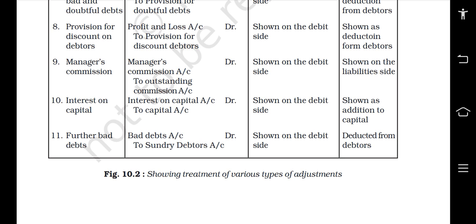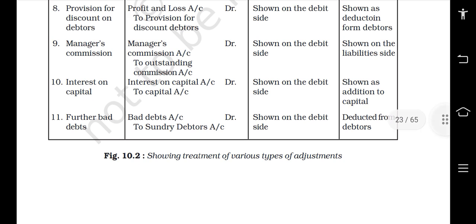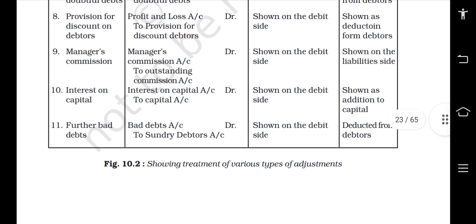That is, it is shown on the debit side of the P&L account and the liability side on the balance sheet. Interest on capital is an expense, giving interest on capital. So it is shown on the debit side of the P&L account and added to the capital on the liability side of the balance sheet.